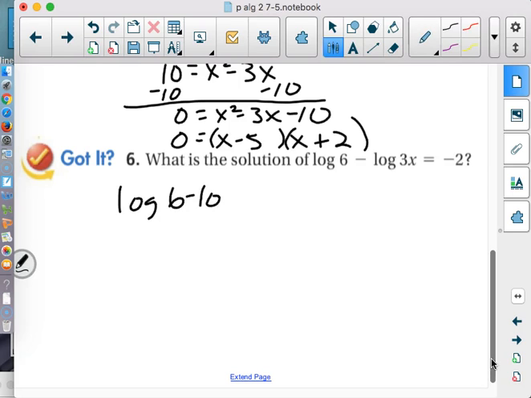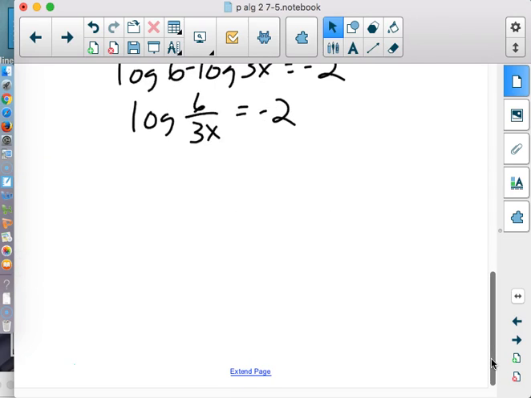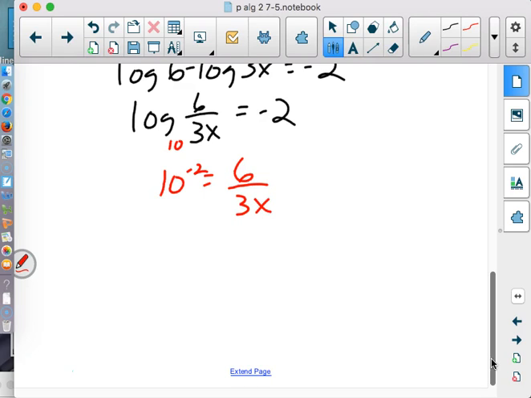Logarithm 6 minus logarithm 3x equals -2. Now we need one logarithm on the left-hand side. So what is subtraction in logarithm? Division. So this was log of 6 over 3x equals -2. Can we snail shell that? What's the base? Yeah, this book gives us lots of base 10s, which is kind of nice. So 10 to the -2 equals 6 over 3x. Now this one, I would definitely change back into a fraction, because it's going to be 1 over 10 squared, which is 1 over 100.